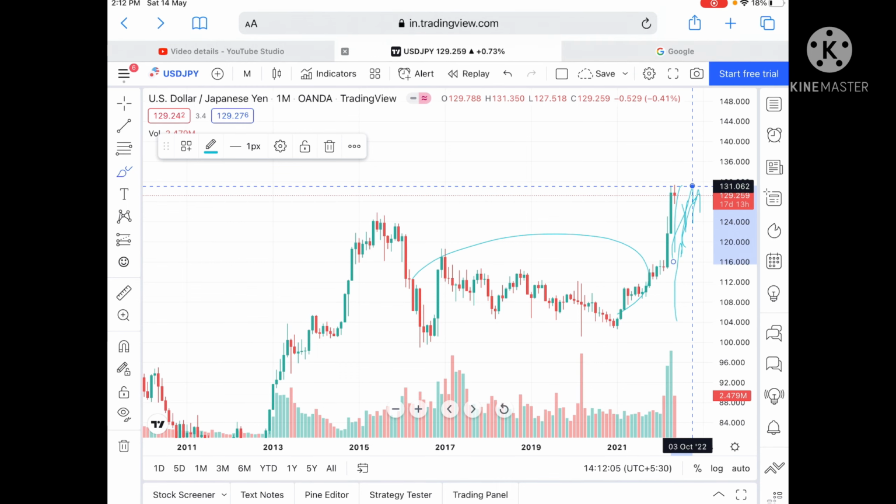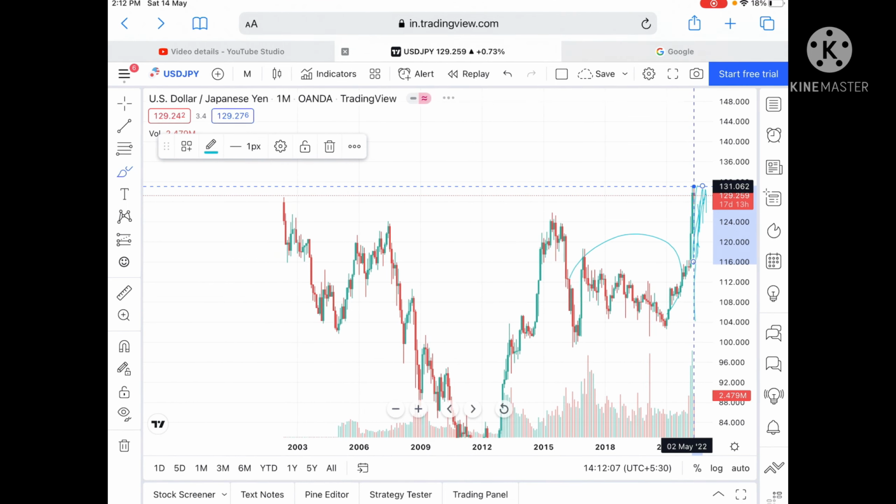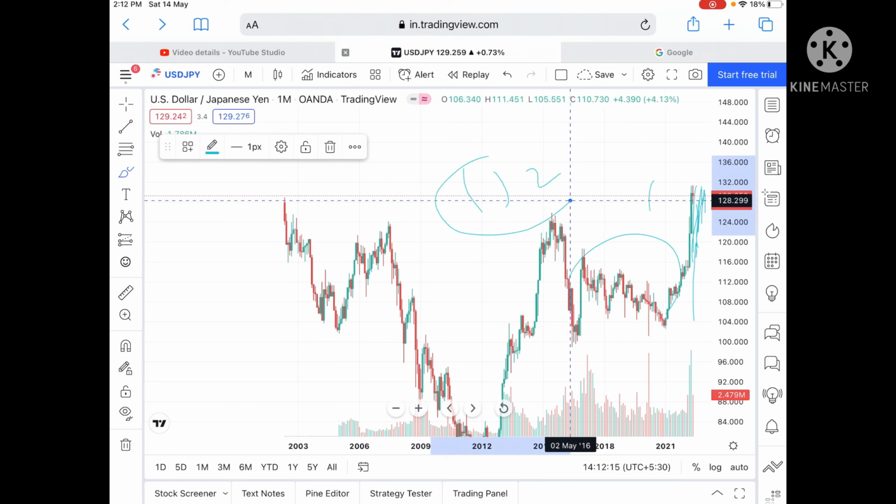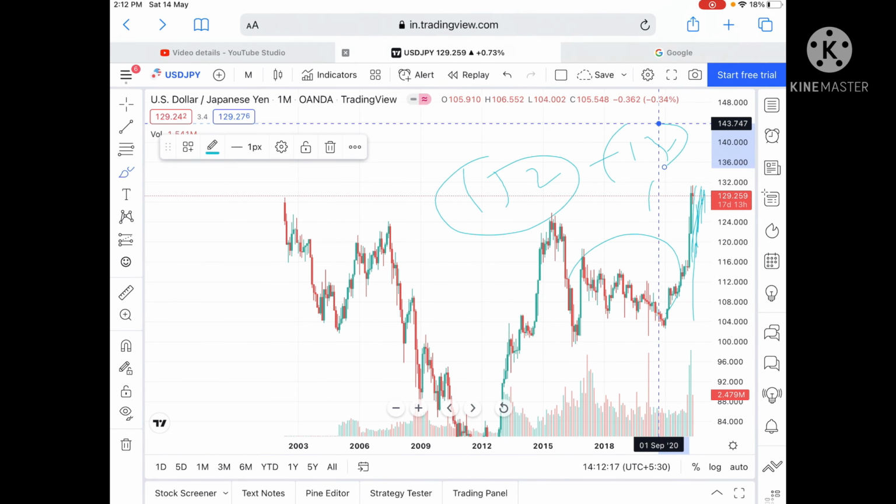Okay, but suppose the price sustains this particular level, we can see it can move further upside towards a level of 131.313. And from there it can move further upside and touch a level of 132, because this level has not come since long. So once it goes above a level of 132, we can see a level of 135 also very soon.